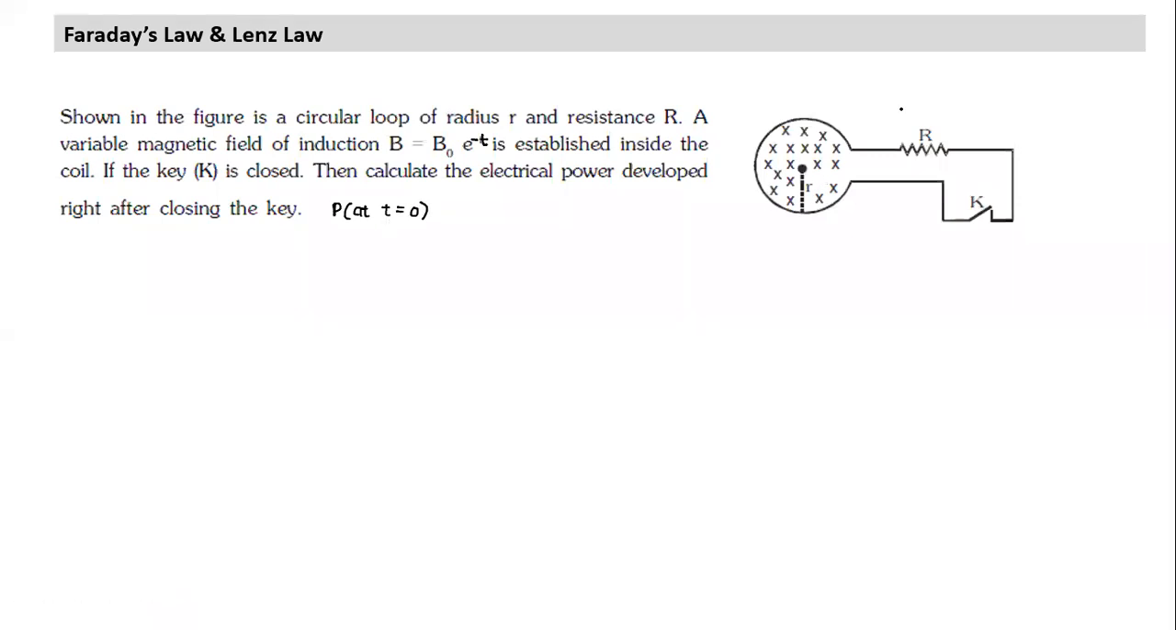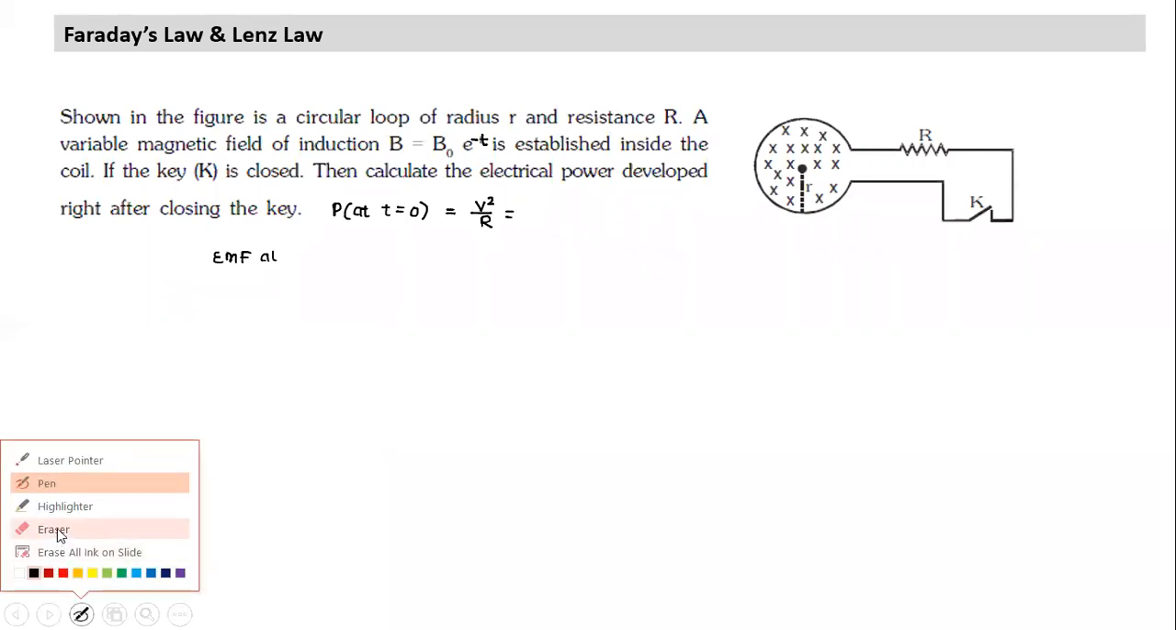What is power equal to? This R is given here as resistance. I can write power as I square R or E square by R. Yes, sir. So all I need to do is calculate the value of EMF at time t is equal to 0. First, I have to calculate EMF as a function of time. If I calculate EMF as a function of time, I can easily answer this question.